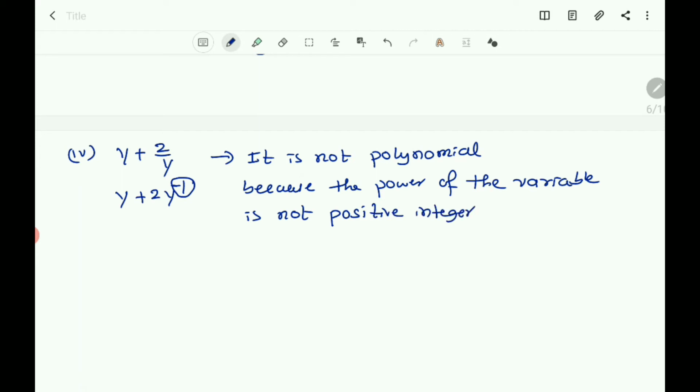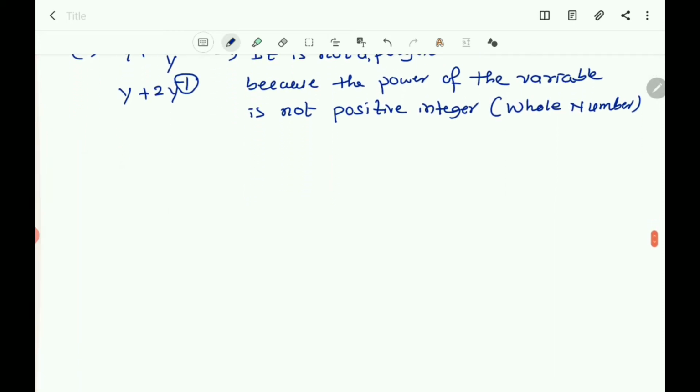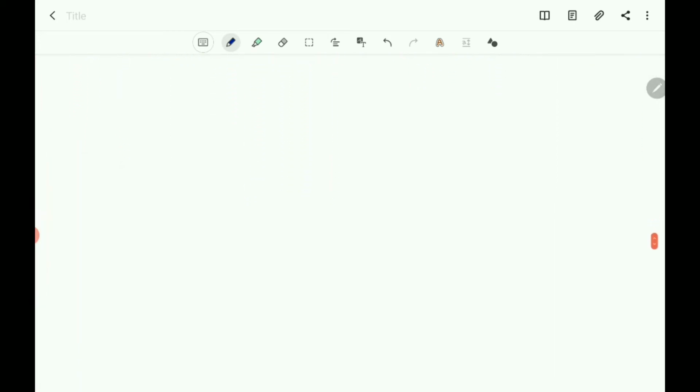It must be an integer and also it must be a positive integer. That is, it is not a whole number. Therefore, it is not a polynomial. Next one, fifth one, x to the power of 10 plus y to the power of 3 plus t to the power of 50.